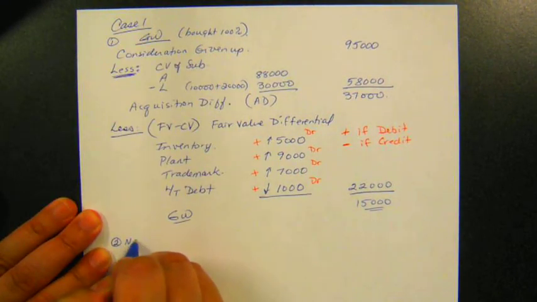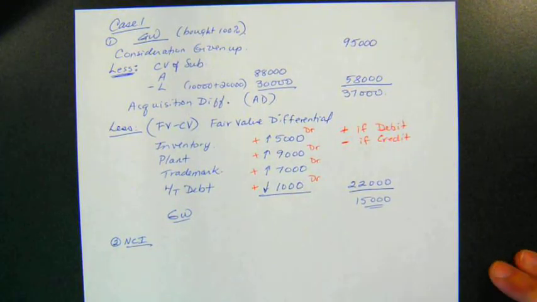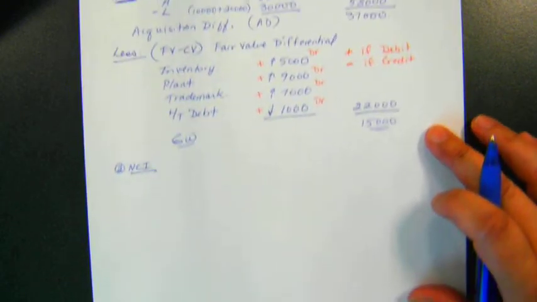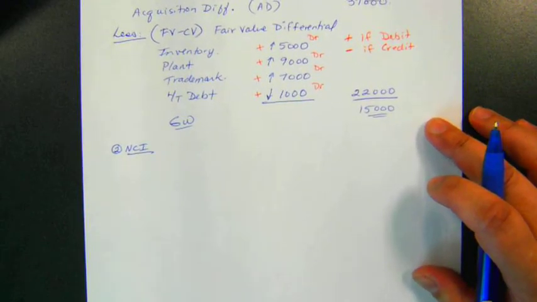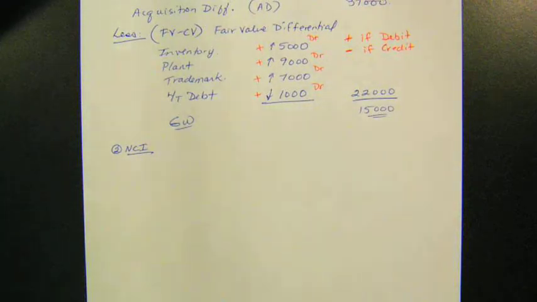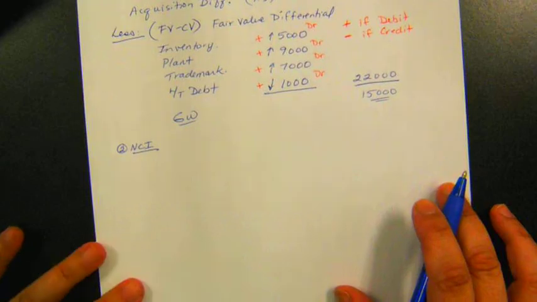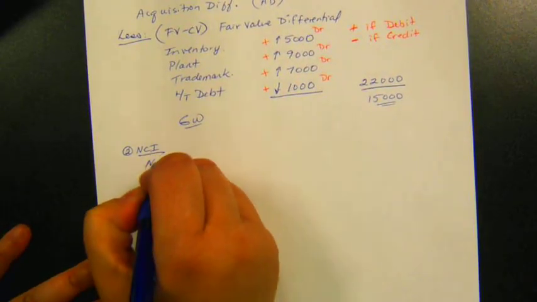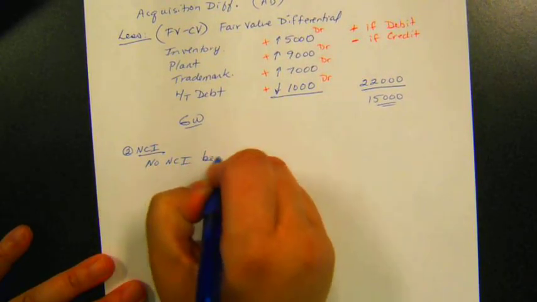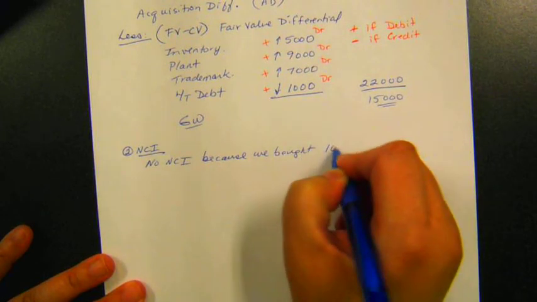Second calculation would be NCI. So how much is NCI in this case? 0. Why is it 0? What percent did we buy? 100%. So there is no non-controlling interest. There's just us. We own it all. So no NCI because we bought 100%.